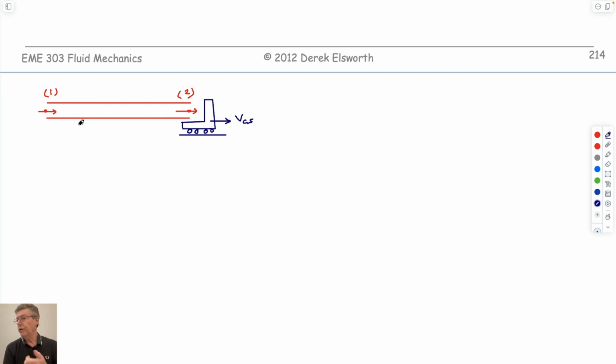So if this is a jet of water, the jet of air in the Pelton wheel example, we could write Bernoulli for that equation as P1 over unit weight plus V1 squared over 2g is equal to P2 over unit weight of the fluid plus V2 squared over 2g. But let's make this velocity.